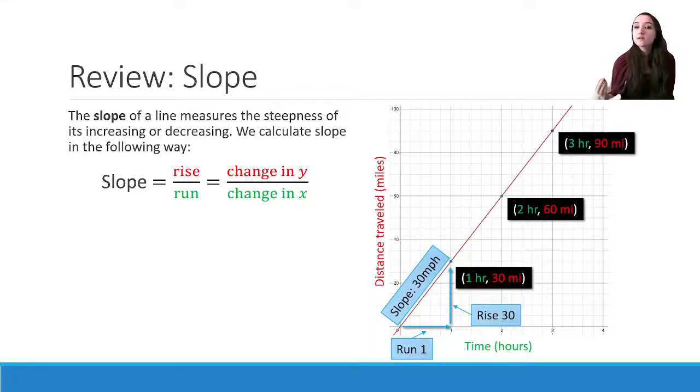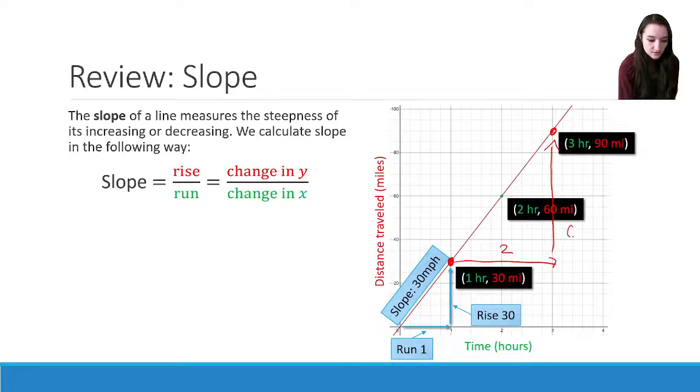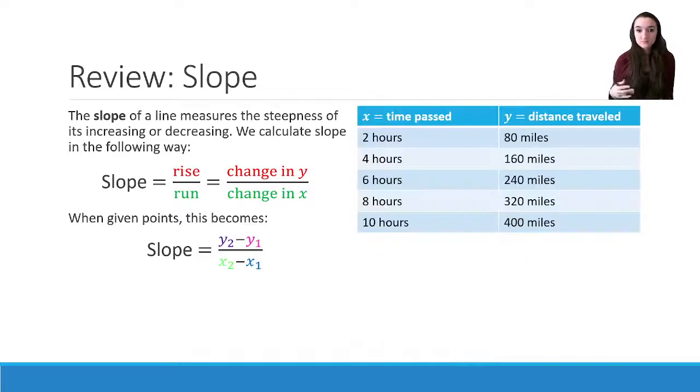No matter what 2 points I picked on this line, if I had picked this point here and this point up here, yes, I would have a different rise and a different run, but the fraction itself should simplify. So this might be a run of 2 and a rise of 60, but 60 over 2 is 30. So we would still end up with the same slope no matter what 2 points you pick.